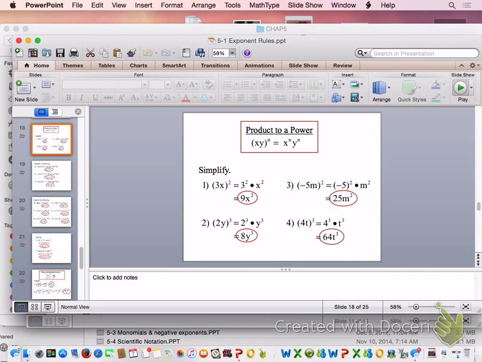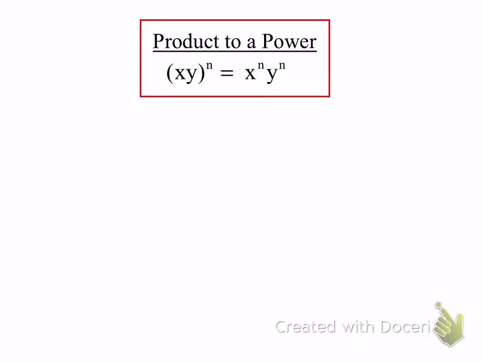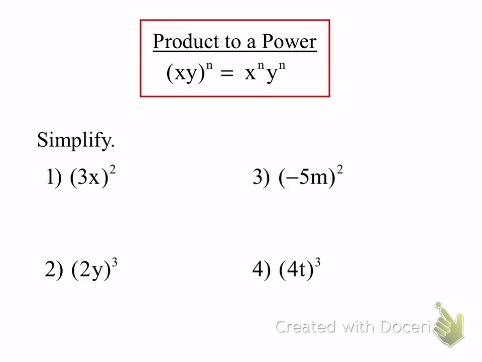Okay, next, power to a power. Power to a power is when you have an exponent inside, an exponent outside, and two things being multiplied. Everything in there is to the nth power. So 3 is squared and x is squared. So what would that be? Sierra? 9x squared. Perfect.